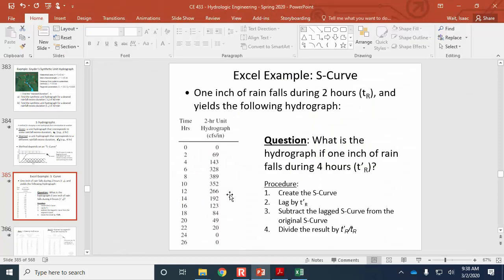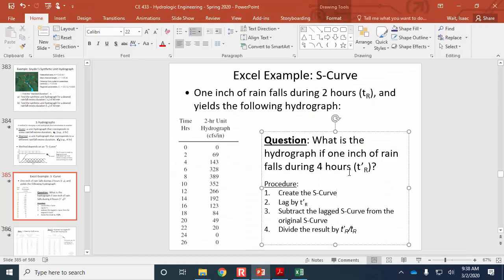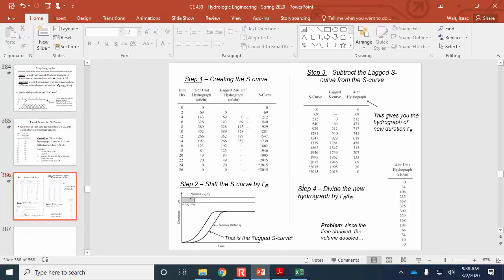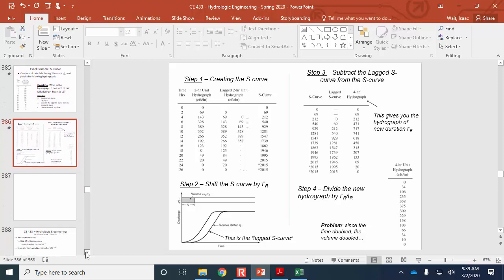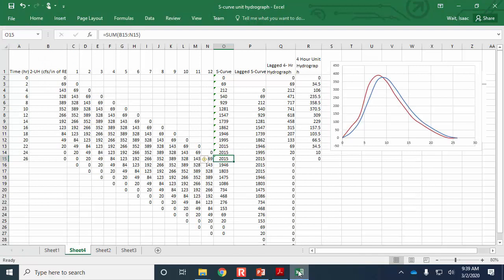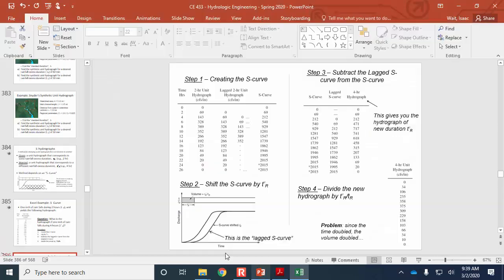Alright, so the procedure is here on the slide. Start with the S-curve. You subtract the lagged one, you shift it, and then divide by the ratio. Any questions about that procedure? Okay. Well, that went quicker than I thought it would. I thought we would need more time for that, so that's why I rushed through.